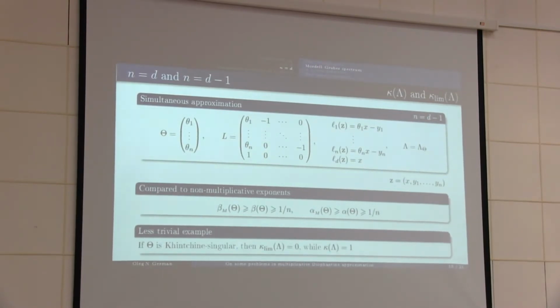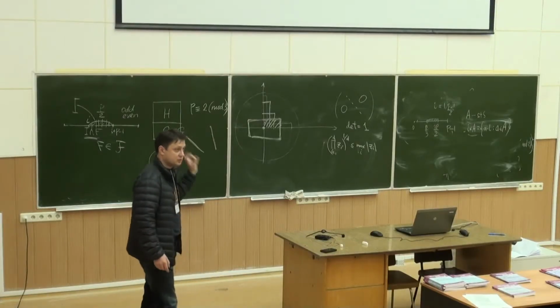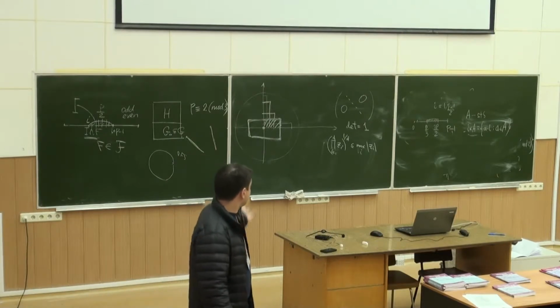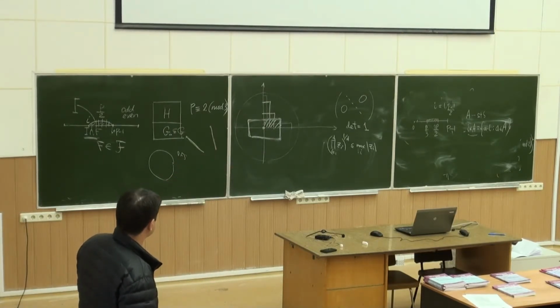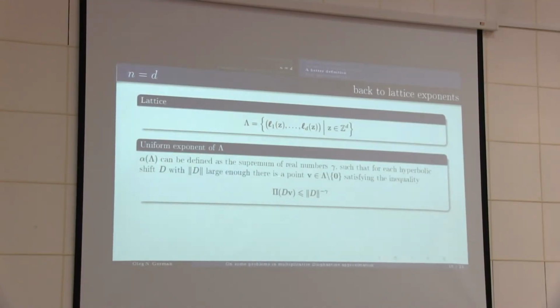And then we can give a slightly different definition of this uniform exponent for our lattice lambda. We can demand that the norm of our hyperbolic shift is large. And then this exponent will be very closely connected with the limits of an algorithm. More than constant. And of course, if the lattice of more than constant is positive, then this exponent is trivial. It's zero. Right.